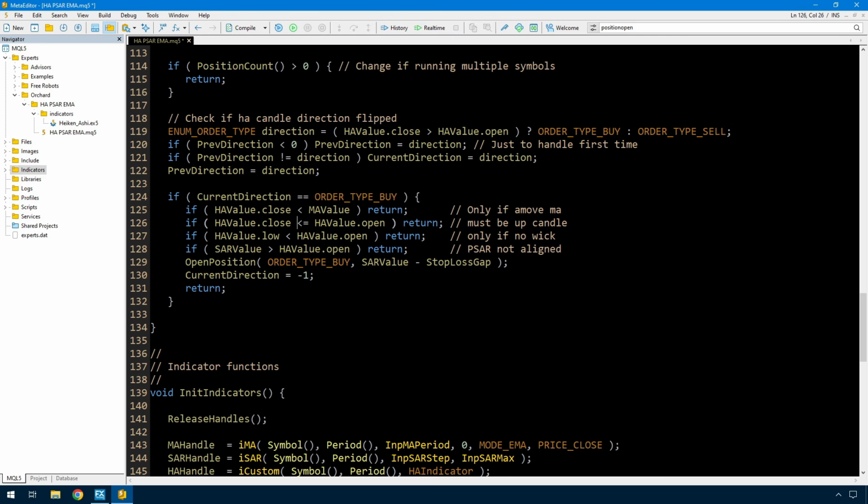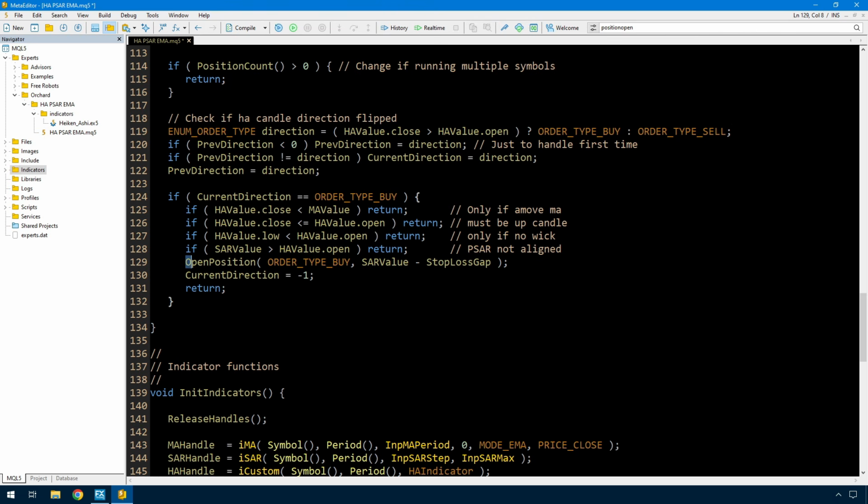If the close is less than or equal to the open, then it means the candle's going in the wrong direction. So I must have an up candle. If the low is less than the open, then that means that there is a tail on this particular candle, and the strategy says no tail, so I just return there. If the SAR value is greater than the open, then the SAR is on the wrong side of the candle, and again I return there.